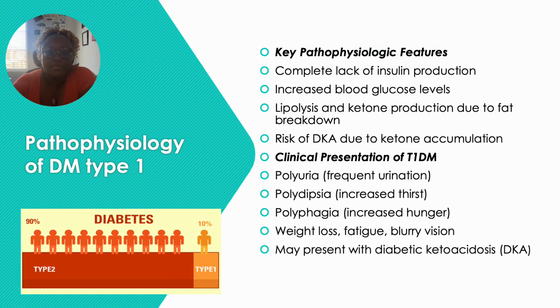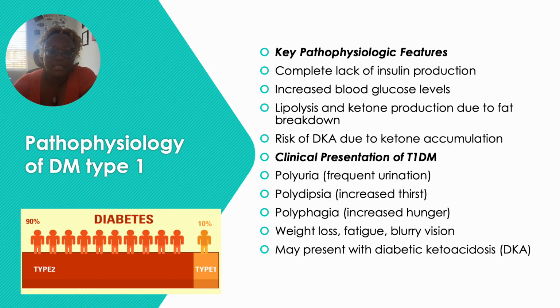Key pathophysiological features: complete lack of insulin production, increased blood glucose levels, lipolysis and ketone production due to fat breakdown. This is where that DKA comes in. So the risk for DKA due to ketone accumulation is prominent in type 1.